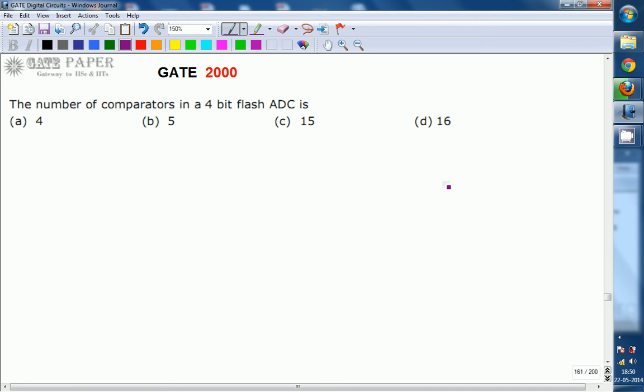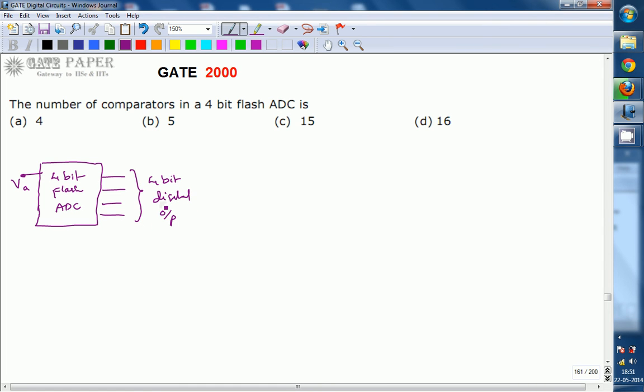So you can think that we are going with a 4-bit flash ADC, that is, an analog to digital converter. The meaning of this is that the given analog input, let us assume this is VA, is going to be converted into a 4-bit digital output. So this is the 4-bit digital output.